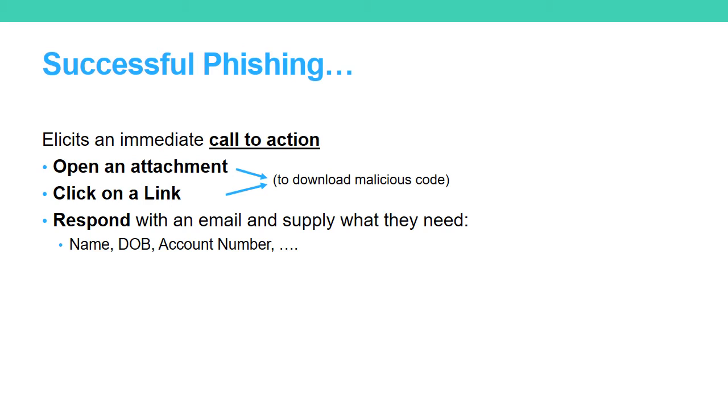So I would say a successful phishing email would be one that elicits an immediate call to action. They want you to open an attachment or click on a link, either one of which could download malicious code leading to a ransomware attack or placing some software packet in the form of a virus or a Trojan to cause problems either now or in the future. Or they want you to respond to an email and supply what they need. So these are the bank account ones where they want you to secure, authenticate, or verify your account.